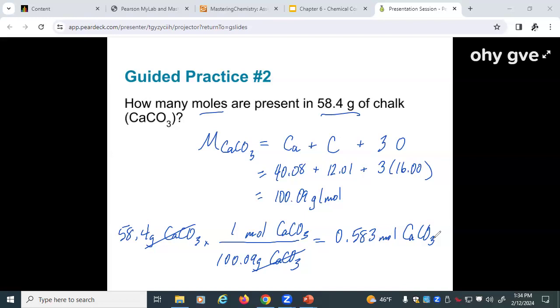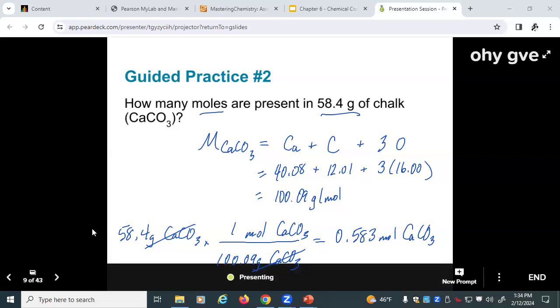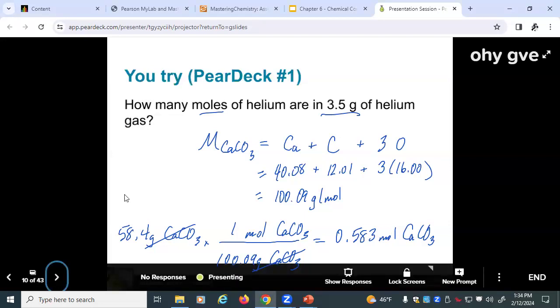All right, questions with this example? All right, as promised, I'm going to give you an opportunity to try to work some of this out on your own. Start with this one. How many moles of helium are in a 3.5 gram sample of that gas?